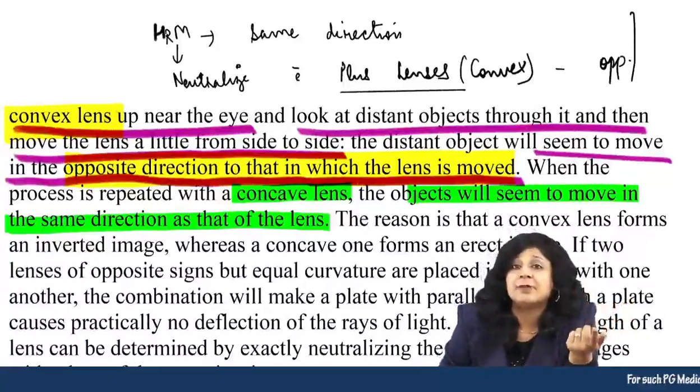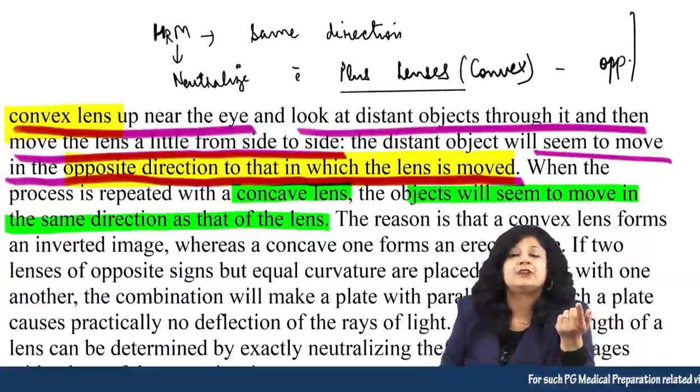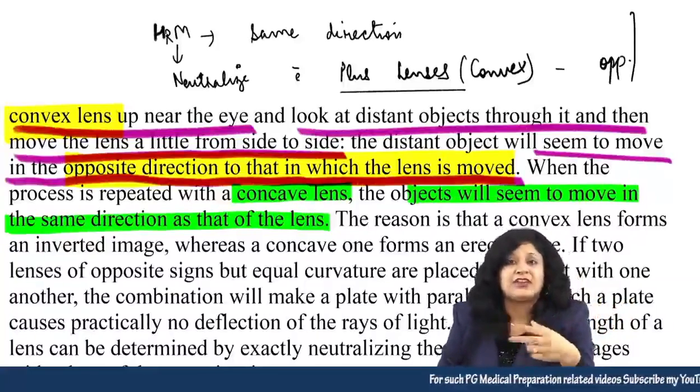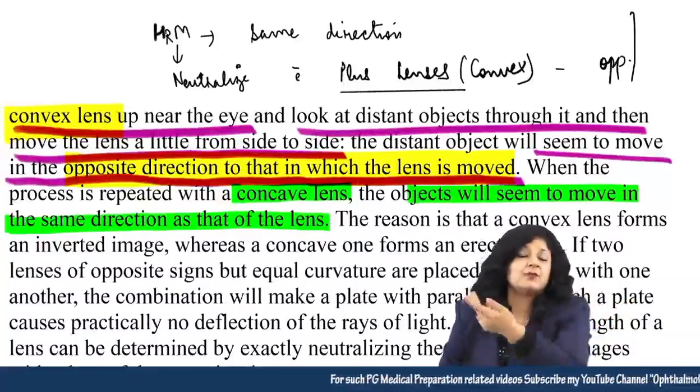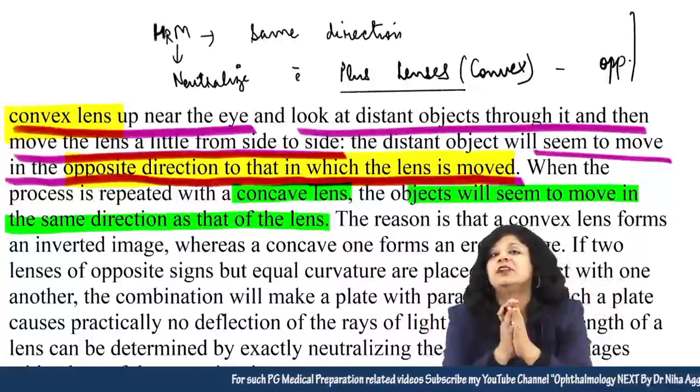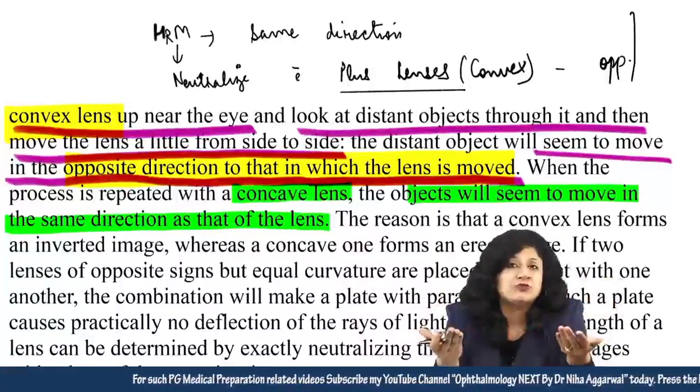Similarly it will happen with myopia. Myopia of more than one diopter will move in the opposite direction. When I treat it with the concave ones, they will move in the same direction, and a point will come when neutralization will take place and no more movement will take place.